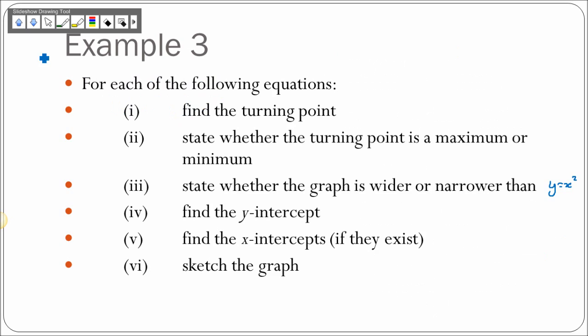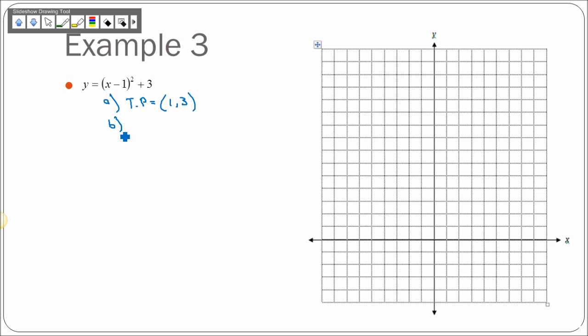Nice and easy. Okay, state whether the turning point is a maximum or a minimum. Well, that's easy. We learnt from the last example that if there's a minus sign, it's flipped, so it's a max, but if it's positive, it's just the normal one, so it's a min. In this case, it's positive, so it is a minimum.